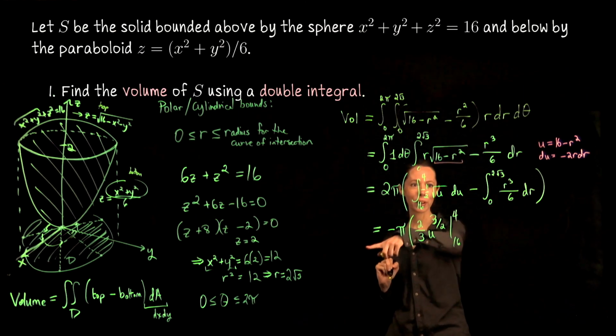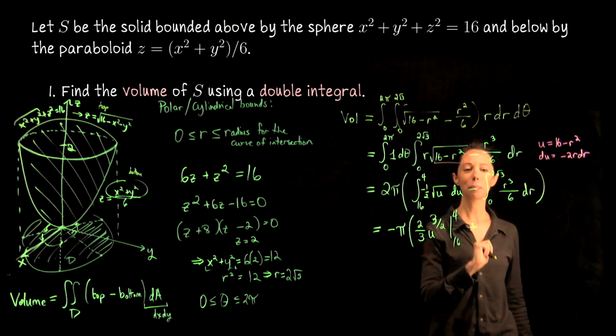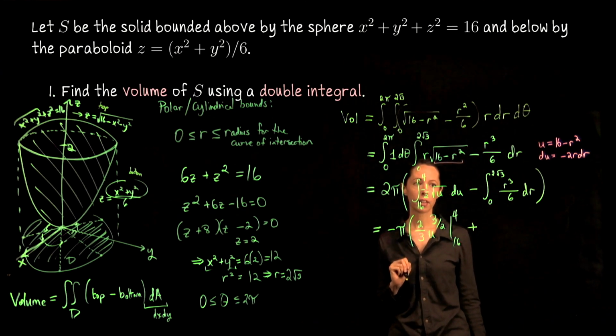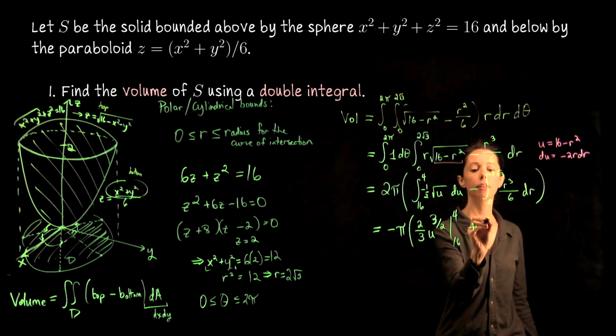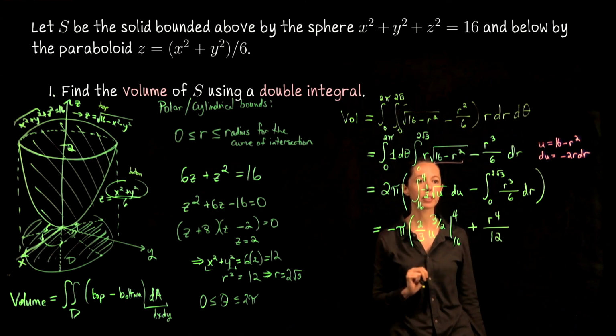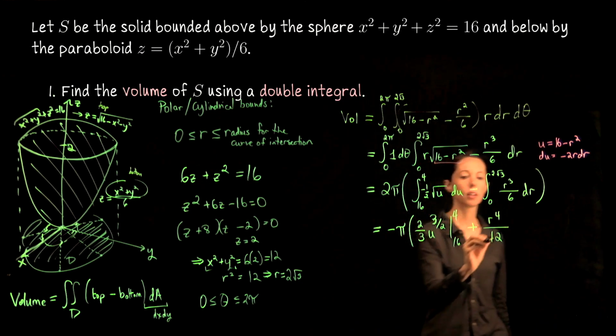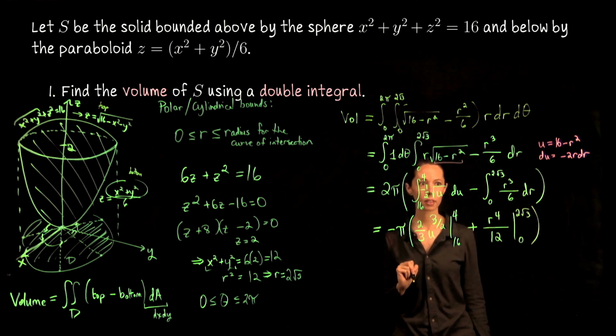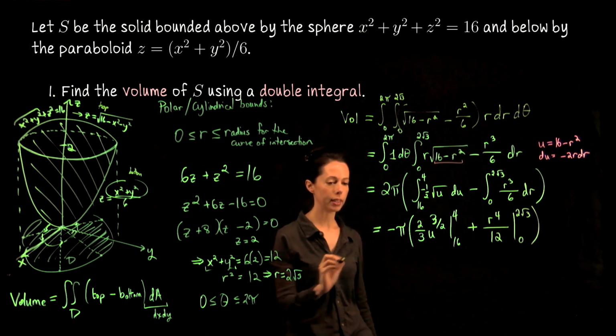And then I pulled a negative 1/2 out front, so it's going to be plus, and then I'm left with r cubed over 3. So that's going to be r to the 4th over 12. So that the 4 comes down, 4 over 12 is the remaining 1/3. We'll put in 0 and 2 square root of 3. Okay, we just need to evaluate this now.